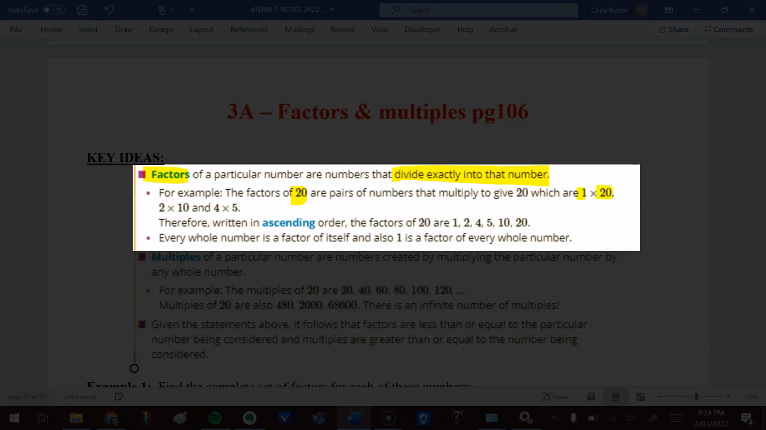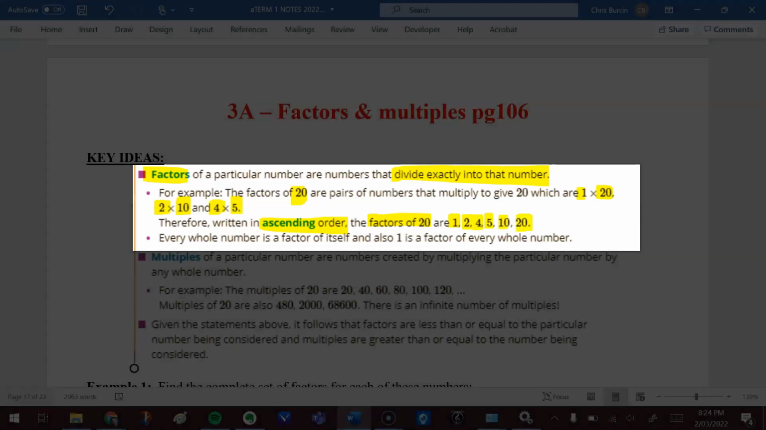1 times 20 is 20. 2 times 10 and 4 times 5. These are all factors of 20. When you write them, you can work them out like that, and I highly recommend it, going from 1 and then 2 and see if there's a 3 and 4. But the answer is given in ascending order. So the factors of 20 are 1, 2, 4, 5, 10, and 20.